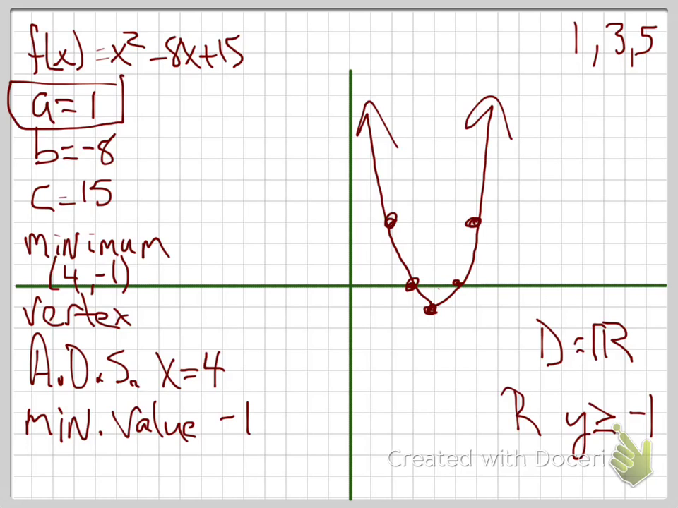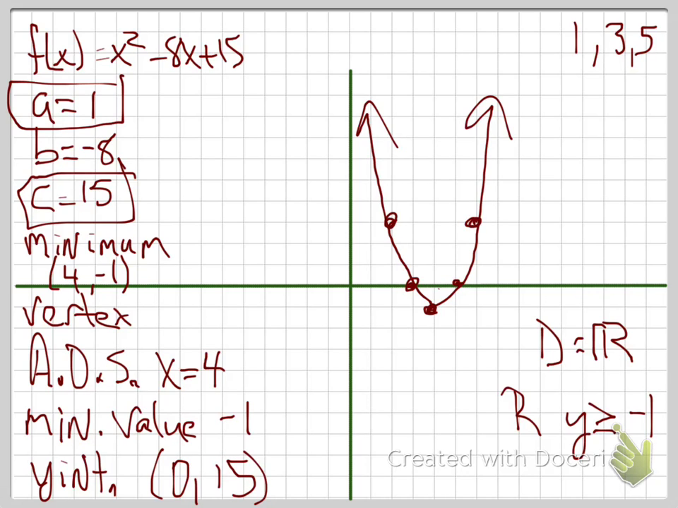The only other thing you can find is the y-intercept, which, as I told you before, is the c. C is your y-intercept, so it's 0, 15. That means this graph crosses way up here at 15, which is too high; I can't even fit it on my thing. But that's pretty much all you need to do, and this should get you through the assignment. Let me do one more example, and you can go from that.